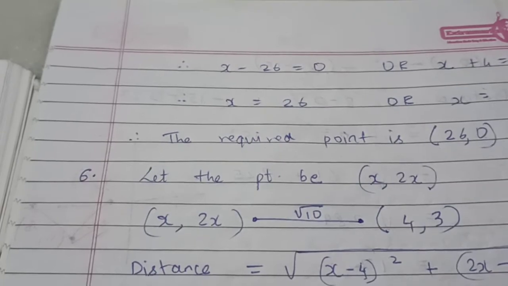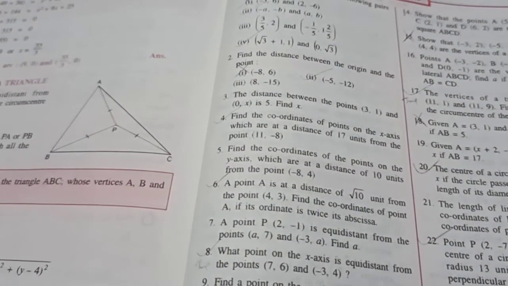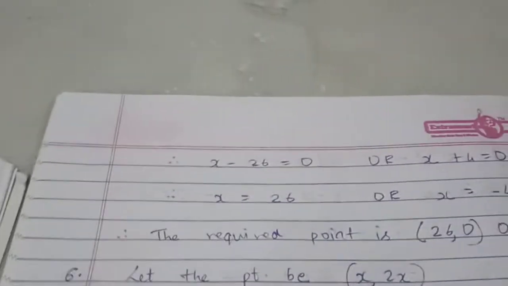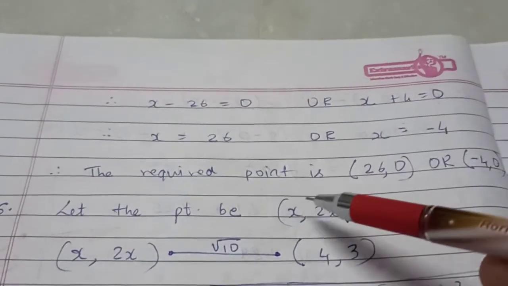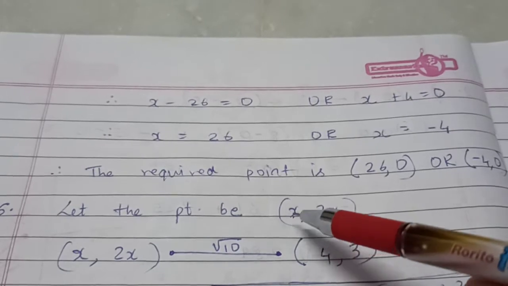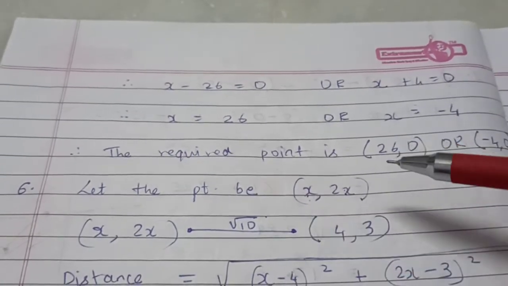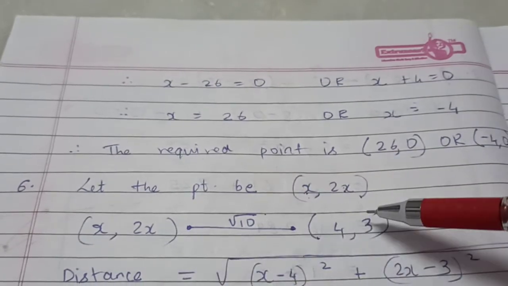Now the sixth sum. A point is at a distance of root 10 units from the point 4, 3. Find the coordinates of the point if its ordinate is twice its abscissa. Okay, if the ordinate is twice the abscissa, then let's assume the point to be x, 2x, and the distance is given. So all we have to do is find the value of x.